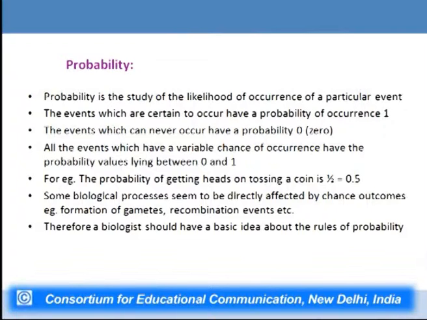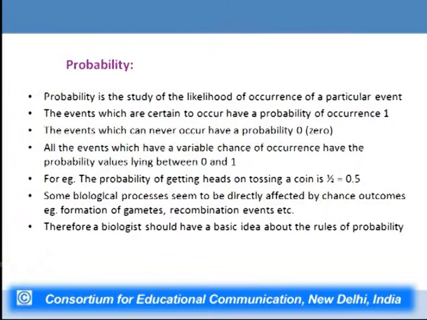For example, if we toss a coin, the probability of getting heads on tossing a coin is 1 by 2, because we can either get head or we can get tail. So for getting head, the probability is 1 by 2 which equals 0.5. That means every time we toss a coin, the chance of getting head is 0.5 and the chance of getting tail is 0.5.